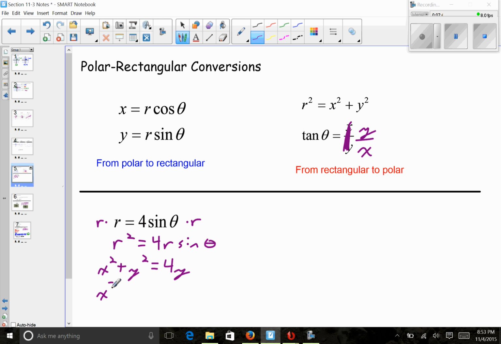So then I can move everything to one side. I'm leaving a blank on purpose because x squared is already a perfect square, but I need this to be a perfect square as well. So I'm going to complete the square. If I add 4 here, and then on the other side of the equation, this is now a perfect square. I'd have x squared plus y minus 2 squared equals 4. So I actually end up with a circle of radius 2 centered at 0, 2.